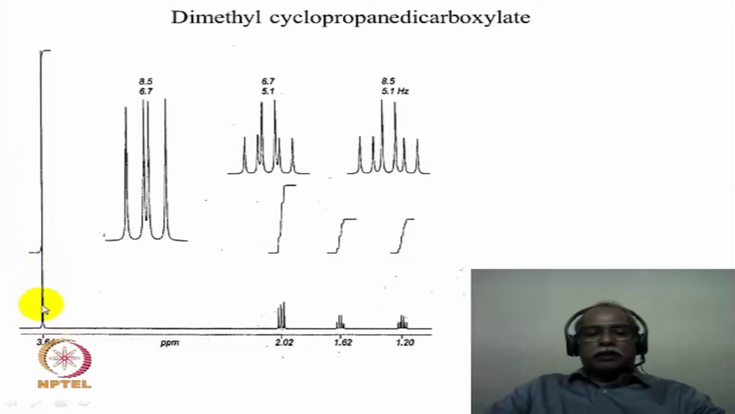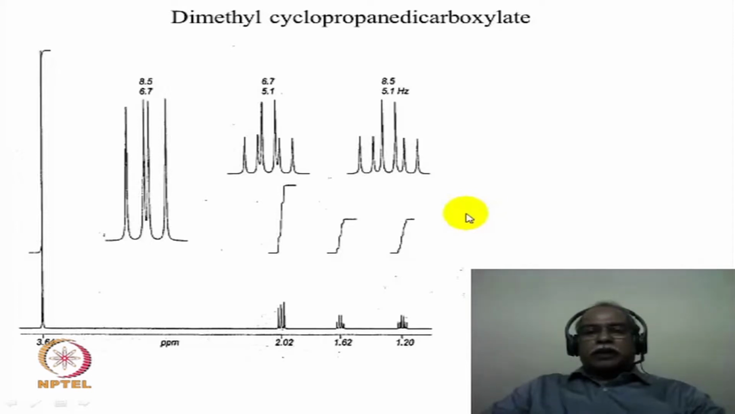One corresponds to 3.64, which appears to be a singlet here, and another corresponds to 2.02, which appears to be a multiplet. Then one more signal around 1.62, which appears to be a multiplet, and another signal at 1.2, which appears to be a multiplet. Since the multiplicities are not clearly seen in the spectrum here, the expansion is shown. This is the multiplicity of this particular signal, this is the multiplicity of this signal here, and finally this multiplicity corresponds to the signal around 1.2 ppm. We will come back to the multiplicity a little later, because it is not important to identify the multiplicity at this point to solve this problem.